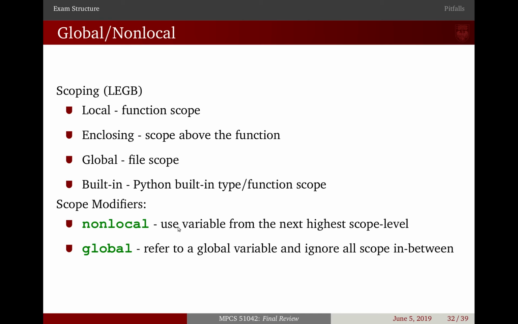So nonlocal is saying ignore the variable locally, or it's indicating that you want to use a variable that's in the enclosing scope specifically. Global is saying refer to a global variable and ignore all the other scope levels in between.